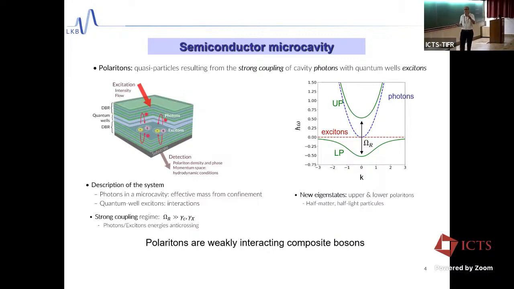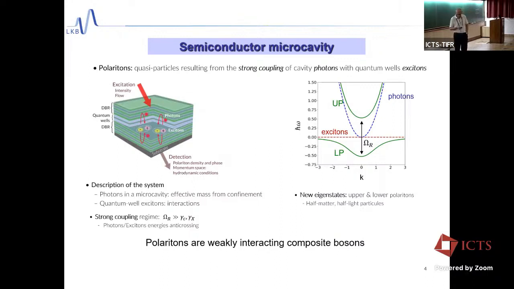Photons that are confined in the cavity, due to the confinement, acquire an effective light mass. On the other hand, the excitons interact nonlinearly with each other. Polaritons, which are linear combinations of excitons and photons, inherit both of these properties of the two components. So polaritons have a light effective mass and interact with each other. All in all, polaritons are described as weakly interacting composite bosons.